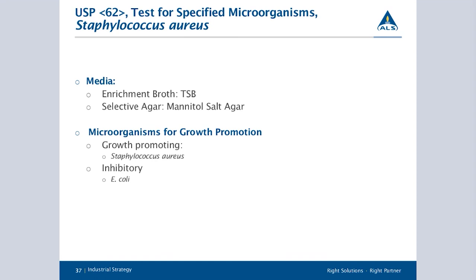For detection of Staphylococcus aureus, the enrichment broth is still TSB. The selective agar is mannitol salt agar. So the growth promoting organism is Staphylococcus aureus, but inhibiting the growth of gram-negatives such as E. coli.